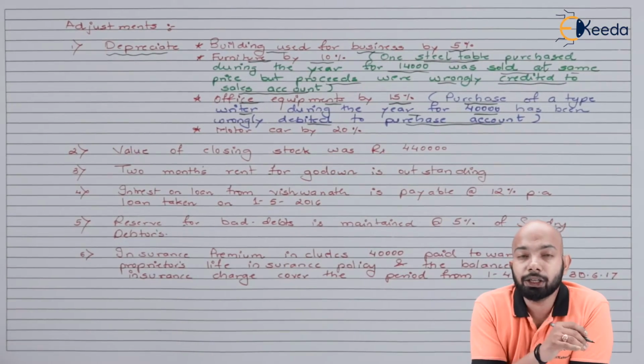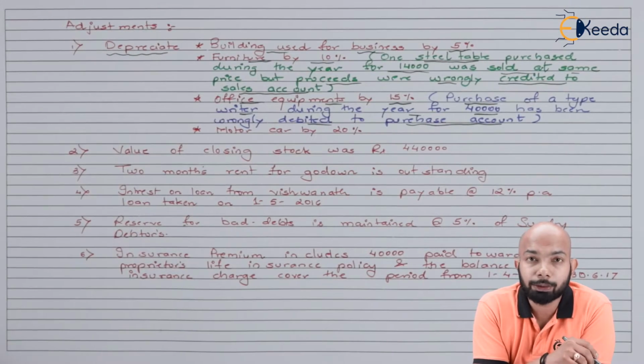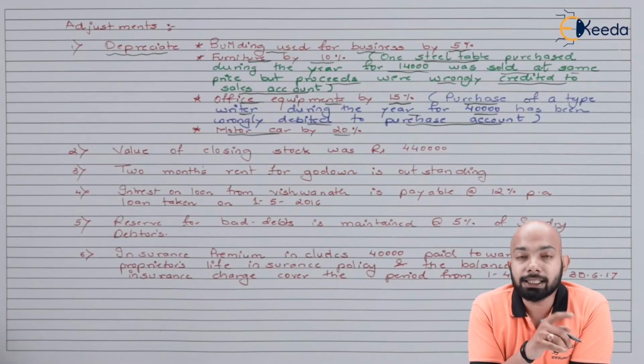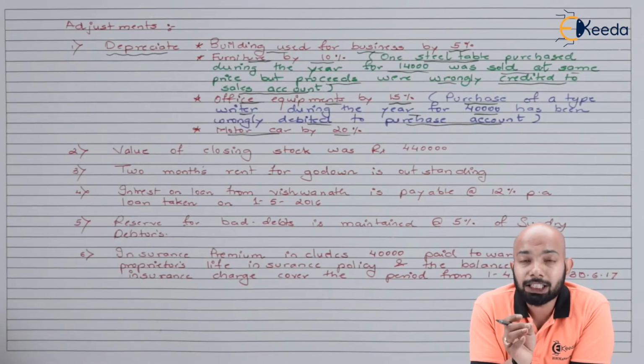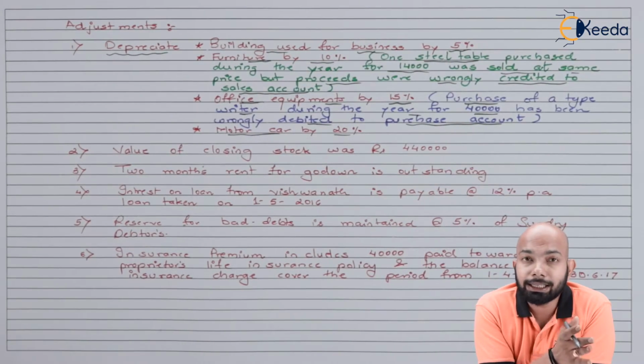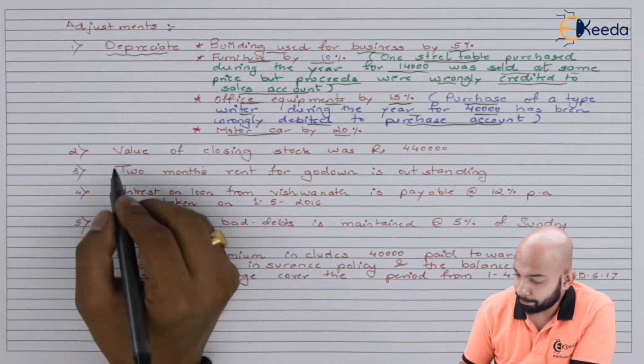And the next depreciation refers to motor car, which is supposed to be by 20%. The next adjustment is value of closing stock, which is valued at 4,40,000. That means that specific closing stock has to be mentioned at 4,40,000 in total.